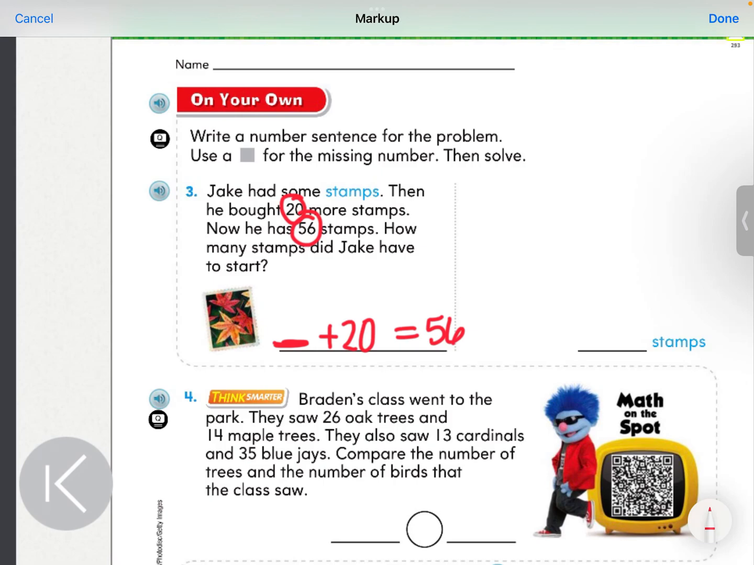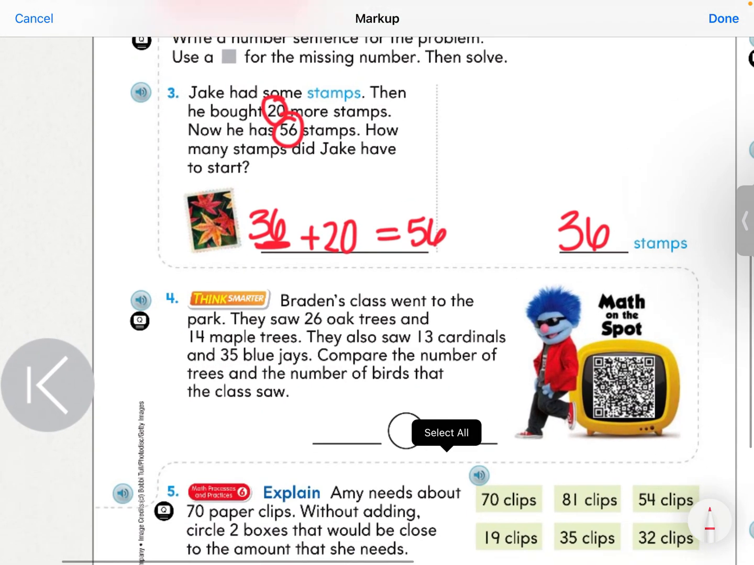Well, friends, what number would only need 20 more to get to 56? I could start at 20 and count up to 56. 20, 30, 40, 50. Took me 3 tens to get to 50. If I'm at 50, how many ones do I need to get to 56? 6 more. So Jake had 36 stamps to start with.